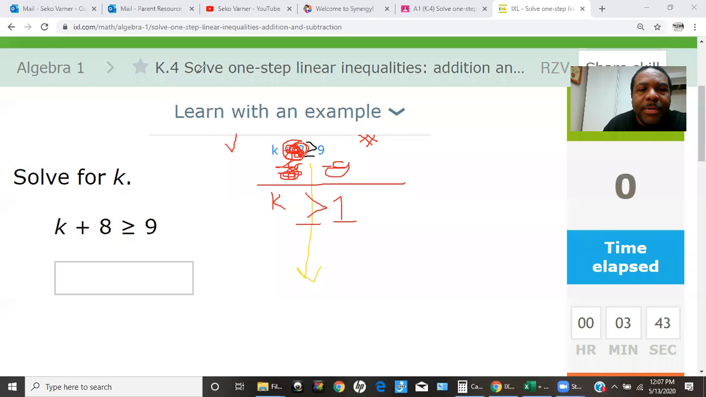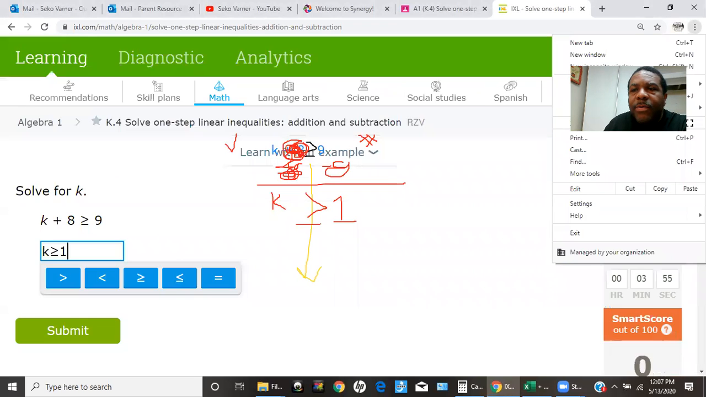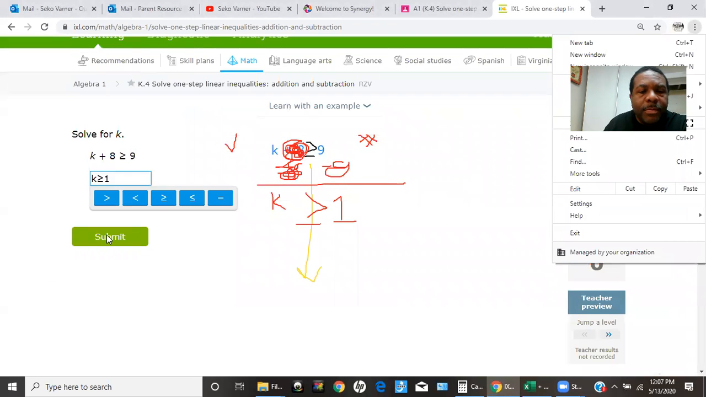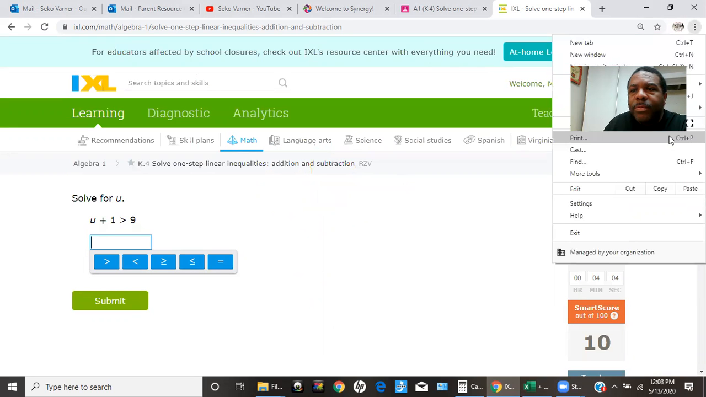So what we're going to do is, in this toolbox, we're going to type in K. We're going to use the greater than or equal to sign, and then 1, okay? And let's see if we're right. That's right. Good stuff. We'll do one more, okay? We'll do one more.